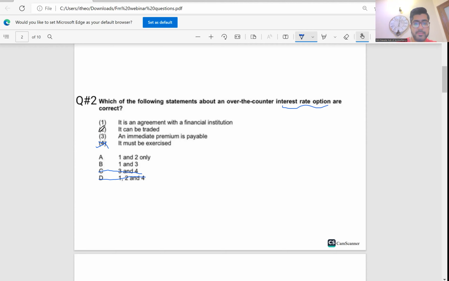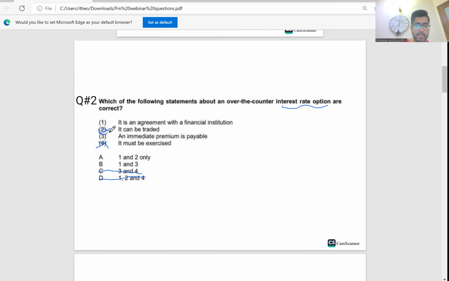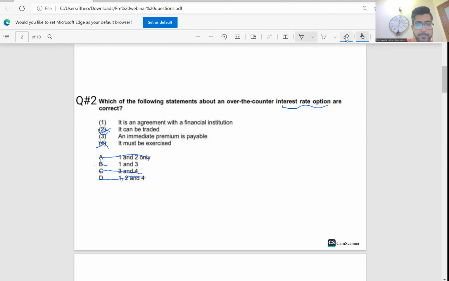It can be traded. If you have studied from me or from the book, options are never tradable. Futures are tradable. Options are never tradable. You can go and see my register, I have written futures are tradable, options are not tradable. So 2 is also wrong. When 2 is wrong, A also goes out. So the correct answer is B.